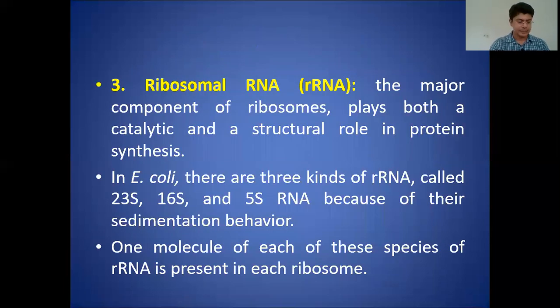Ribosomal RNA, these are the major component of the ribosomes, which play both a catalytic and a structural role in protein synthesis. In E. coli, there are three kinds of ribosomal RNA: 23S ribosomal RNA, 16S, and 5S ribosomal RNA. Because of their sedimentation behavior, they are named differently. One molecule of each of these species of ribosomal RNA is present in each ribosome.